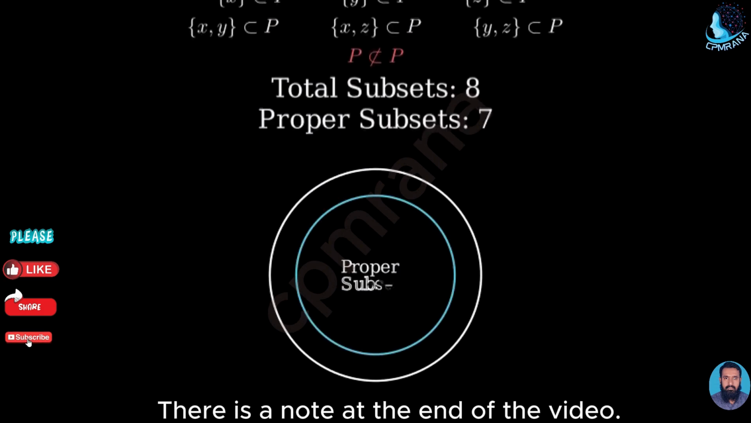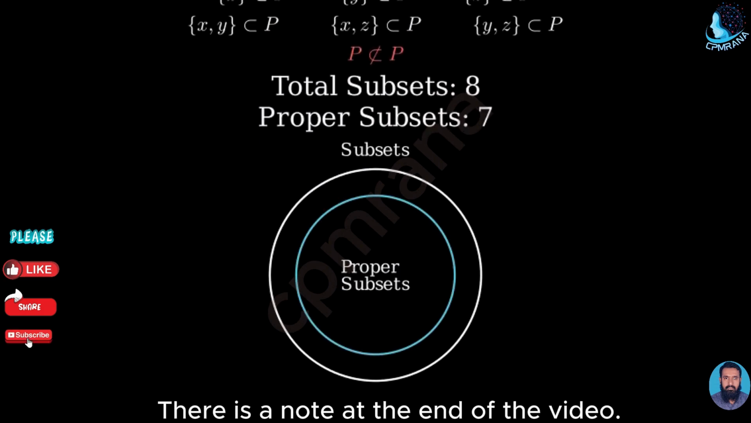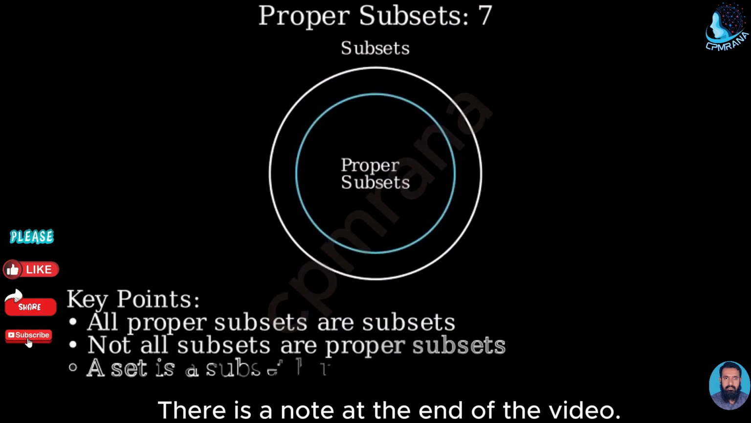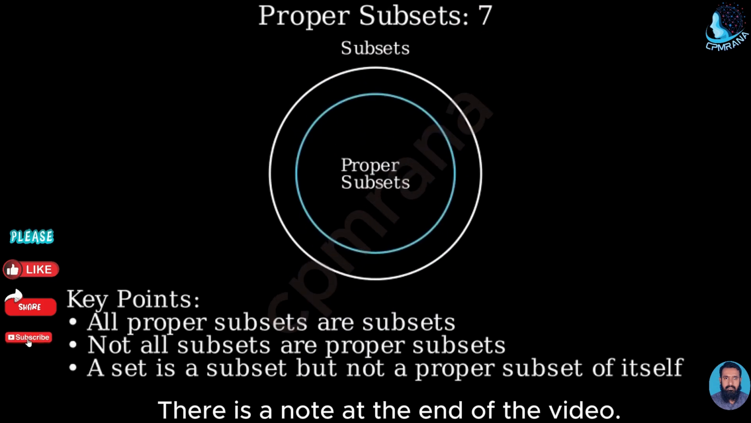To visualize this relationship, we can see that proper subsets are always strictly contained within the original set, while the set itself is a subset but not a proper subset. Remember, all proper subsets are subsets, but not all subsets are proper subsets. The original set is always a subset of itself, but never a proper subset of itself.